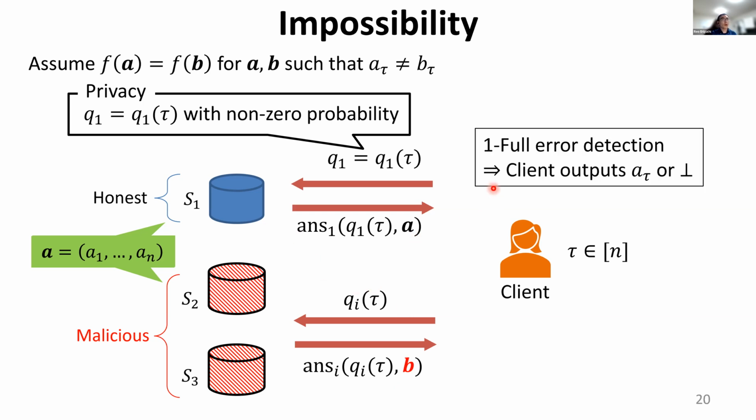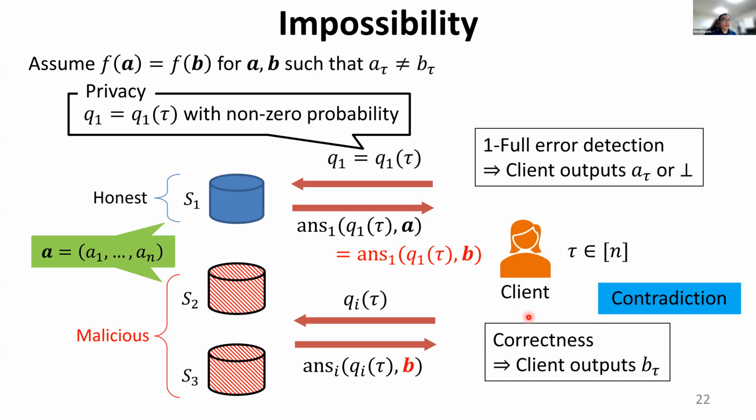Then, one full error detection guarantees that the client outputs A_tau or a special symbol bot. On the other hand, from the assumption, the answer of the first server is equal to the answer it would send if the database was B. So correctness implies that the client outputs B_tau, which is a contradiction. Therefore, the function f is injective.